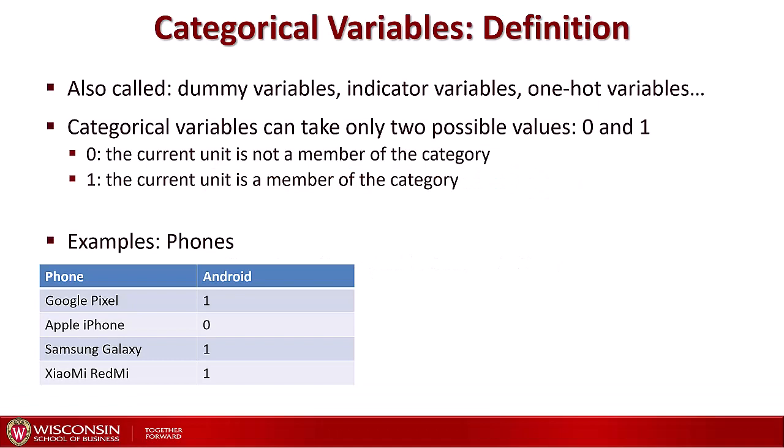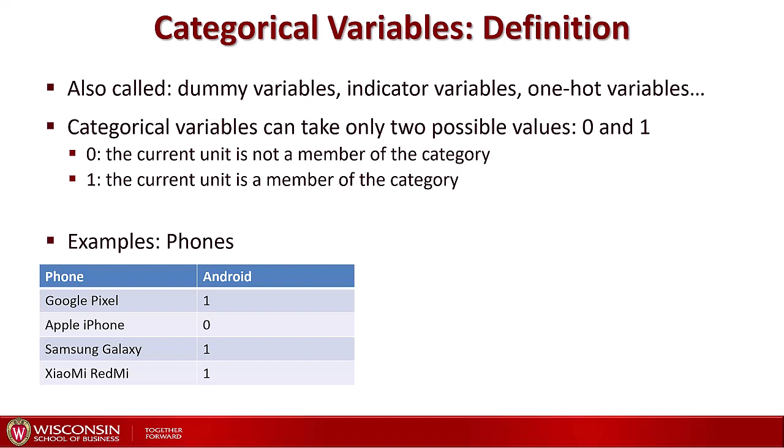Categorical variables are known by many names: dummy variables, indicator variables, or if you are doing machine learning, one-hot variables. They can take only two possible values, 0 and 1. So you will never see a categorical variable being equal to 0.5. When it's equal to 0, it means that the unit you are looking at is not a member of the category. And when it's equal to 1, it means it's a member of the current category.